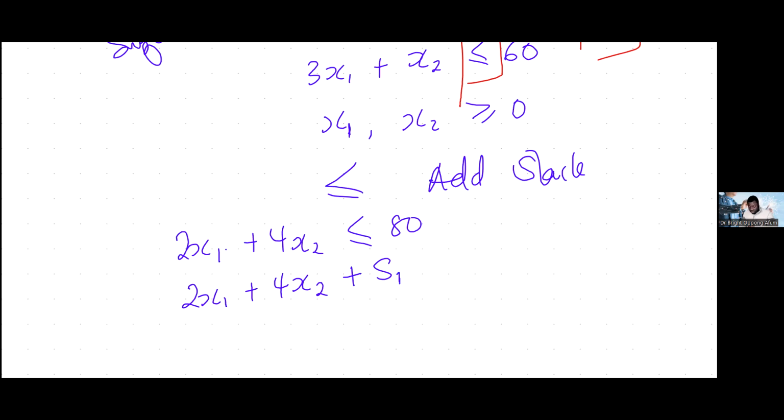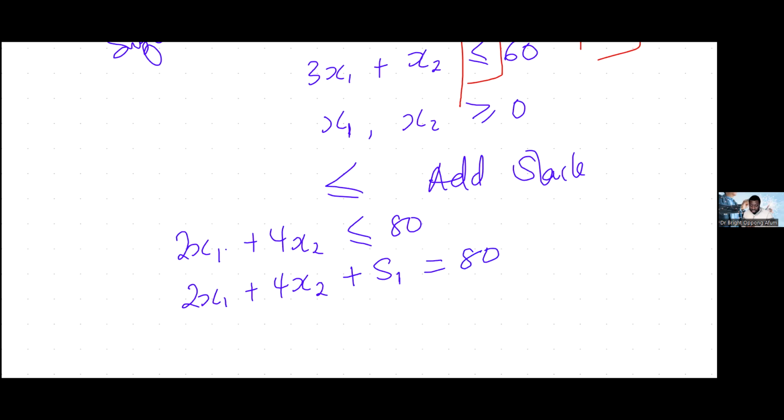Sometimes we use this nomenclature just to help us know where the variables stand. For instance, if it is in the first constraint, we say S1. If in the second constraint, we say S2. So you just have to use any decision variable or slack symbol so that you remember where you are when you are referring to the solution. So that will still be equal to 80.